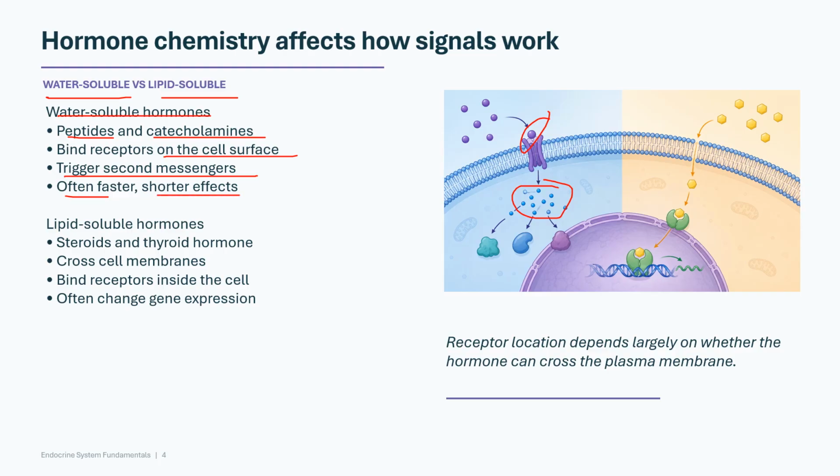The lipid-soluble hormones, such as steroids and thyroid hormones, will actually cross the cell membrane and bind to receptors on the inside, and then will change the gene expression. You're probably thinking transcription and translation. Well, this will then lead to the end result within that cell. So depending upon whether it is water-soluble versus lipid-soluble, we have different mechanisms that will allow a hormone to carry out its effect on a particular cell.